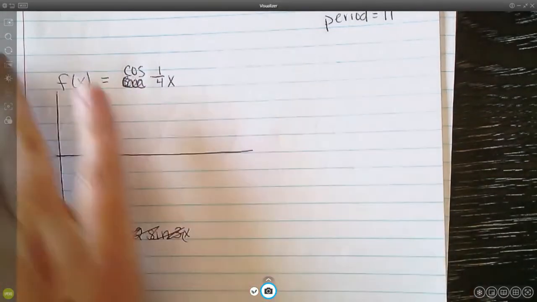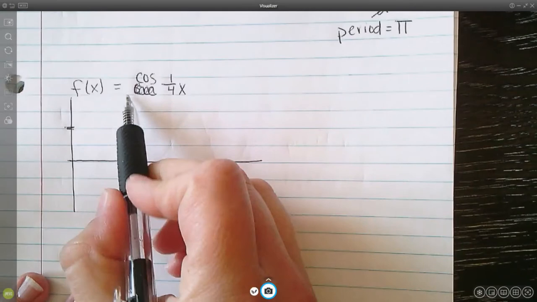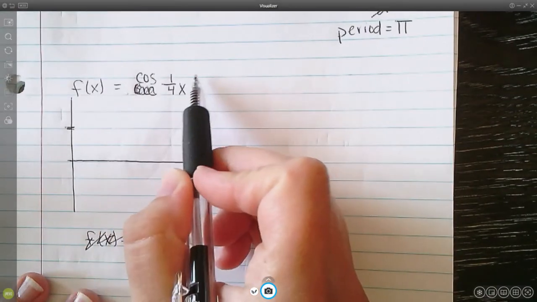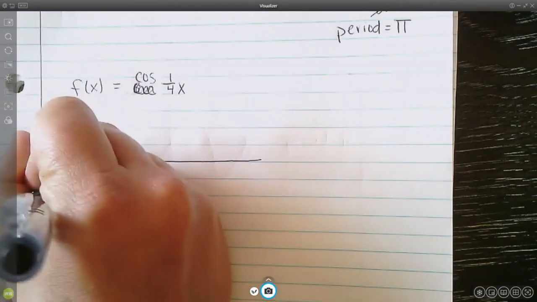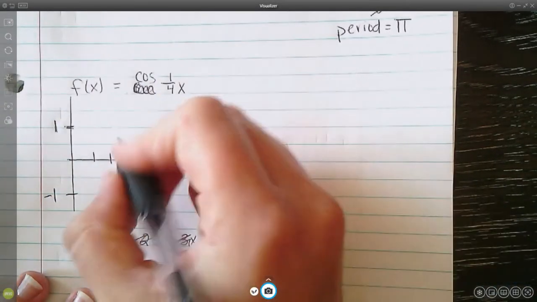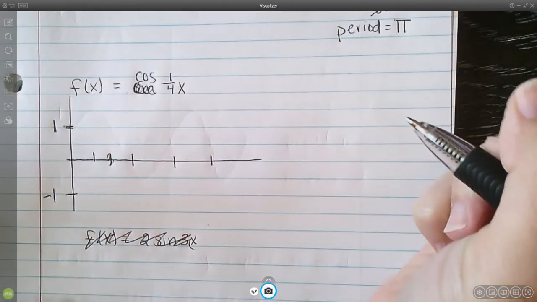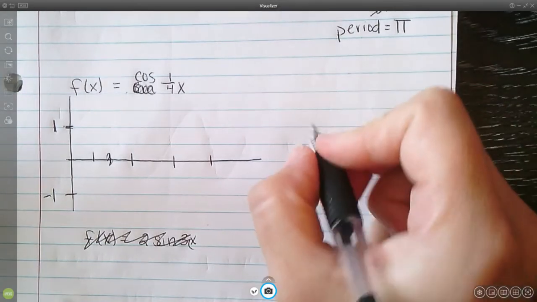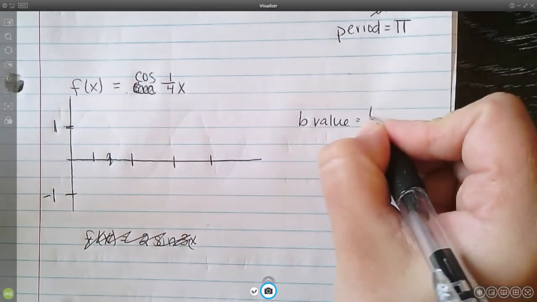Okay, so this time we have cosine. The amplitude is 1. There's no y displacement, so this is going to be at 1. This will be at -1. Put your 4 dashes. And then we know that our b value equals 1/4.